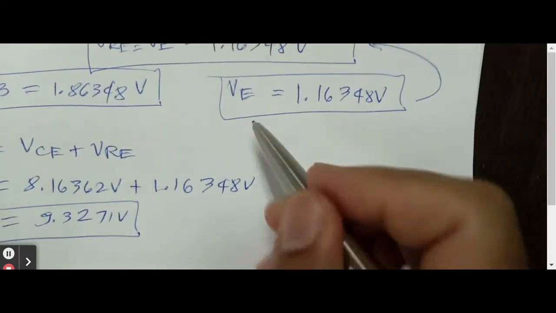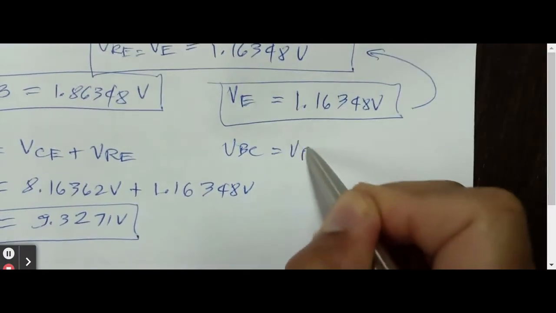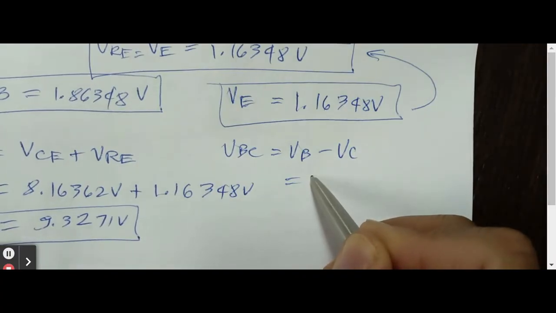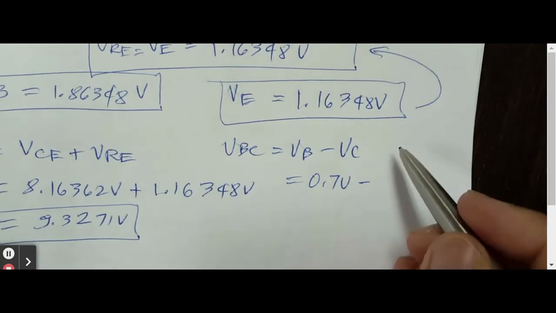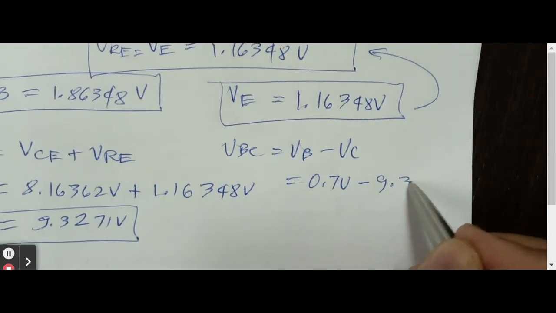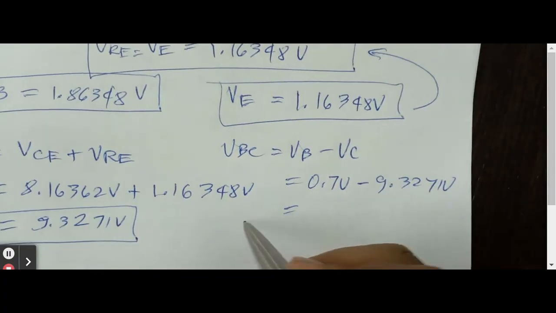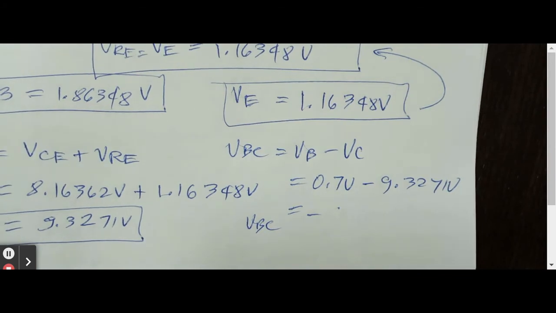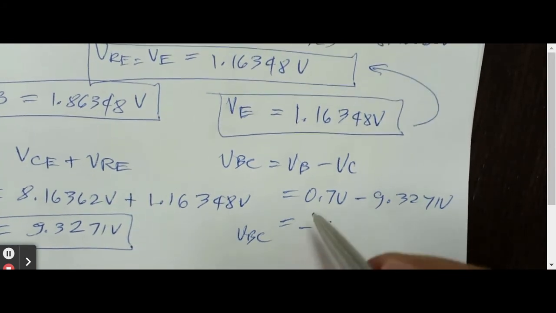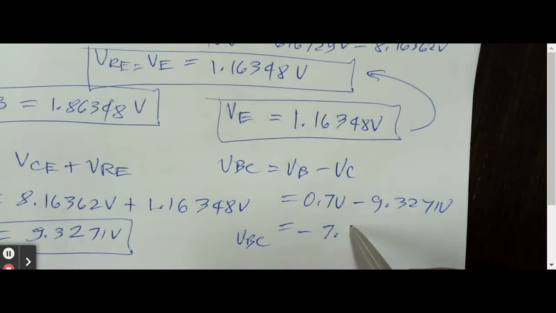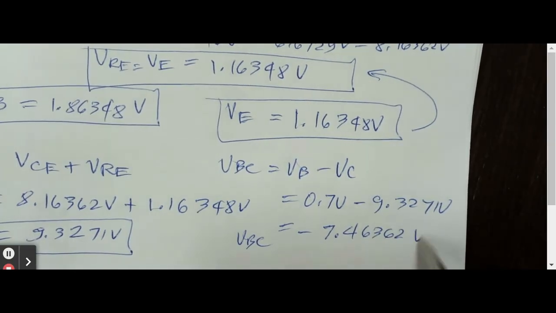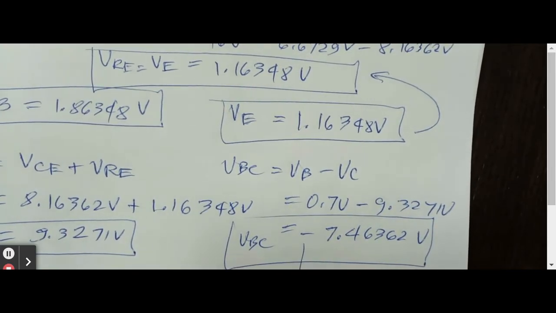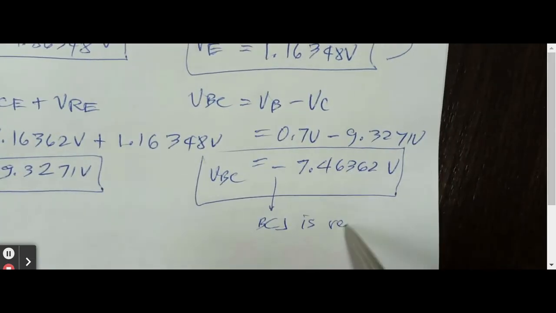And then after VE, we have VBC, which is equal to VB minus VC. This will be equal to, what is our VB? 0.7 volts minus the VC, which is 9.3271 volts. We will get our VBC equal to negative 7.46362 volts. And again, the negative means that the BC junction is reverse biased.